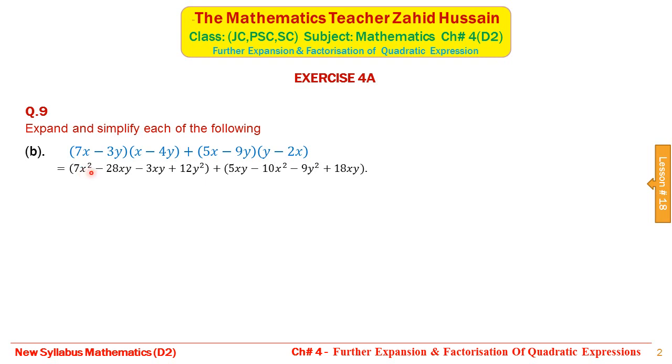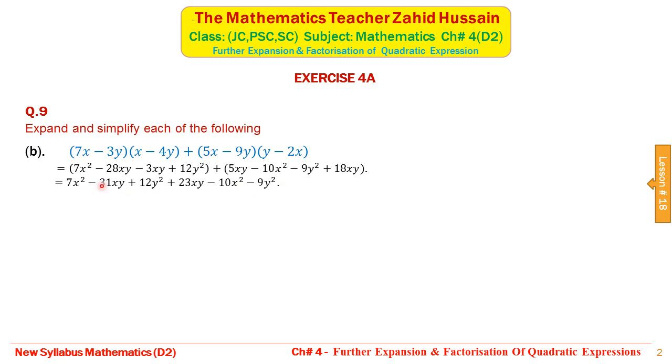Look, minus 28xy and minus 3xy, these two are like terms, so we will combine them. 7x square minus 28xy minus 3xy is minus 31xy plus 12y square, and this 5xy plus 18xy is 23xy minus 10x square and minus 9y square.